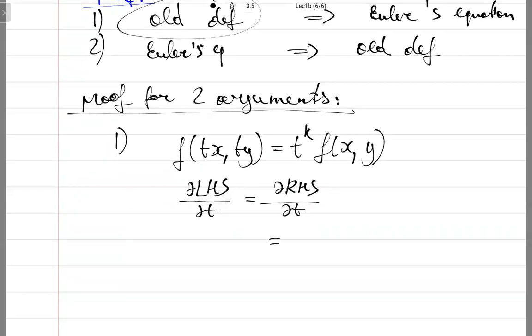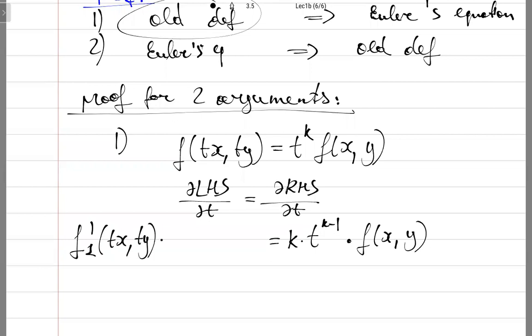What is the derivative of the right-hand side with respect to t? It is k t to the power k minus 1, f of x and y. And what is the derivative of the left-hand side with respect to t? It will be f prime with respect to the first argument at tx, ty, times, because I use the chain rule, yeah? Because I have a function that depends on an argument and the argument is t times x. So I will multiply it by x, plus f prime with respect to the second argument at the point tx, ty, times, once again I use the chain rule, y.